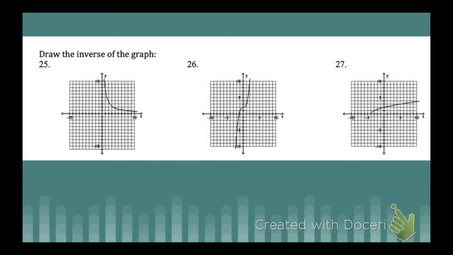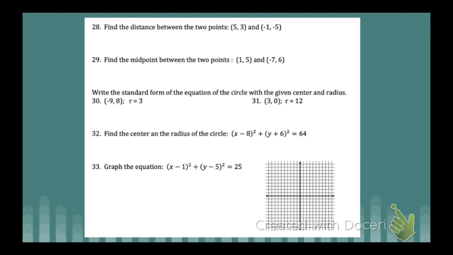For 25 through 27, you are drawing the inverses of the graph. Remember, your inverses just reflect across the line y equals x. So take each of these graphs and reflect them across this line. Examples 28 and 29, we're finding distance and midpoint. So look back at your notes and find those formulas.